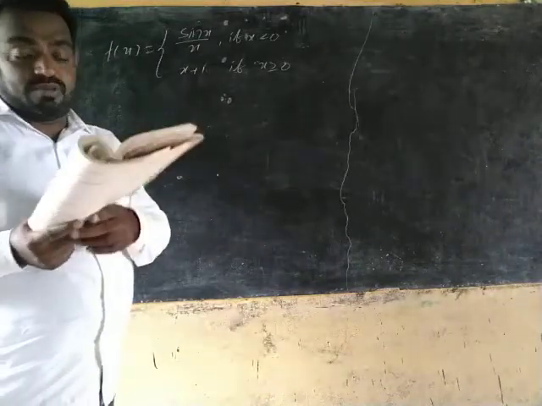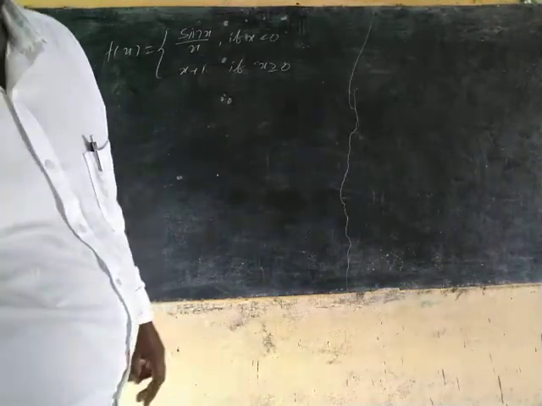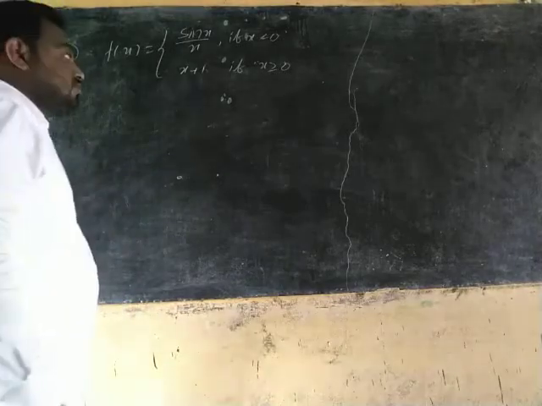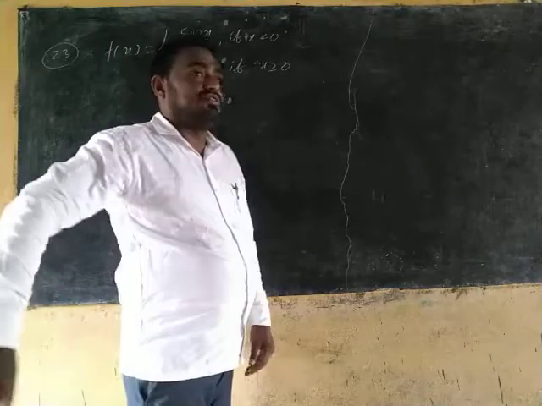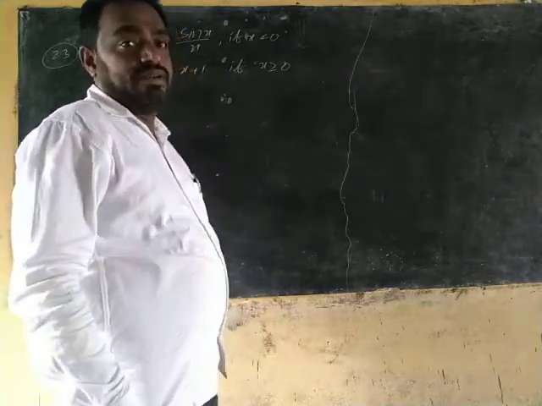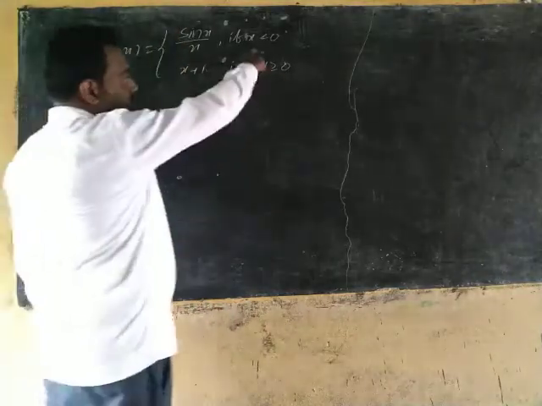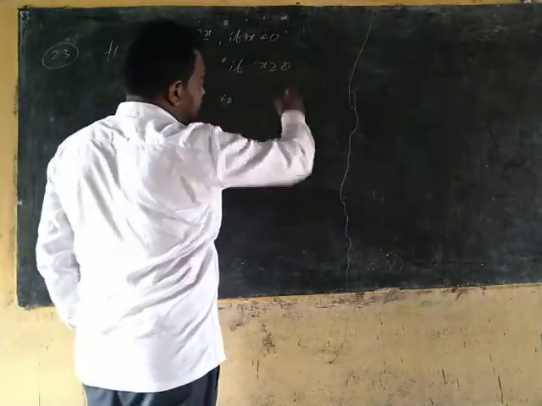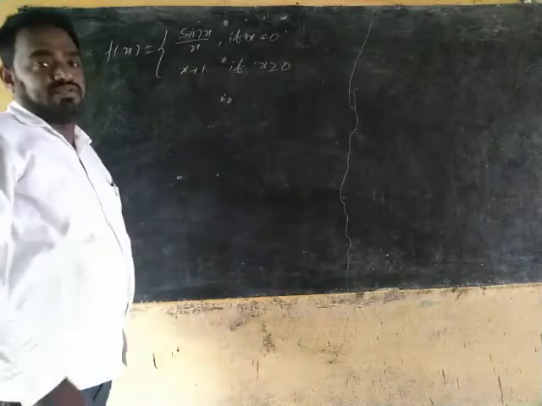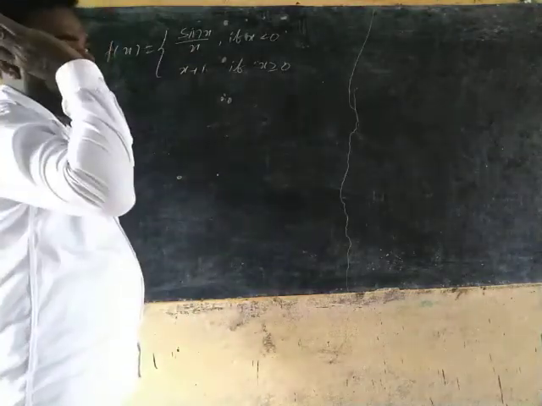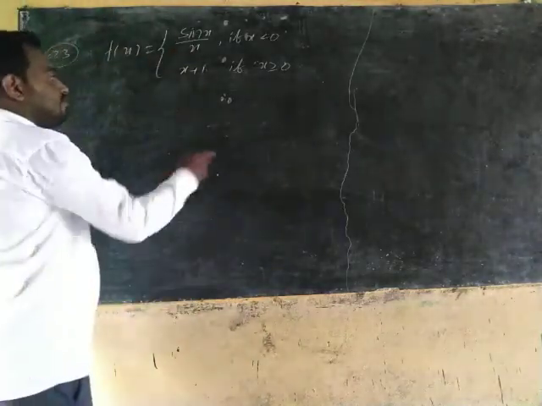We need to find the discontinuity points. So at which point this function is discontinuous, we need to find. You see here, for x less than 0, x greater than 0 and x equal to 0, this function is defined. So first of all, we are checking the discontinuity at x is equal to 0.